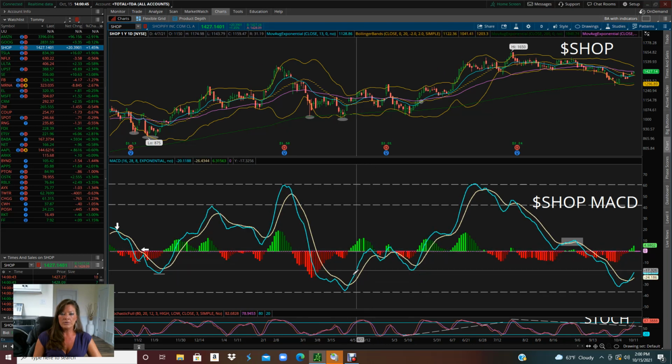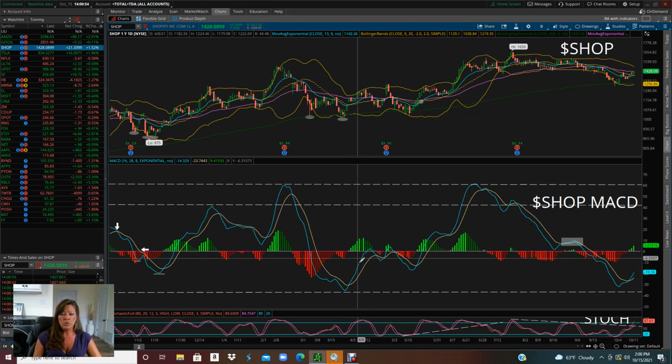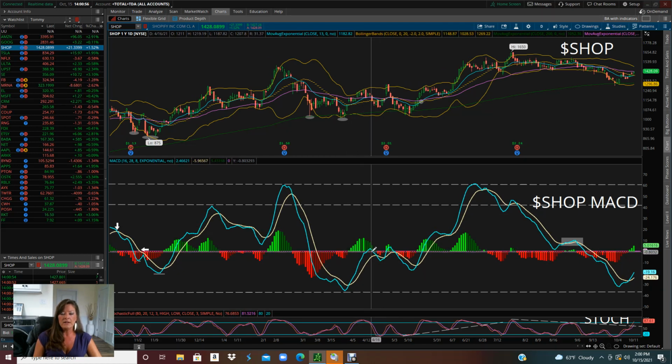It's racing back up, trying to get to that center line. And guess what? It hits the center line and turns right at it. That's bearish. You wanted it to race and cross above it, and it didn't. It turned right at the center line. So that's bearish, and look what happened in price. Price went right back down.